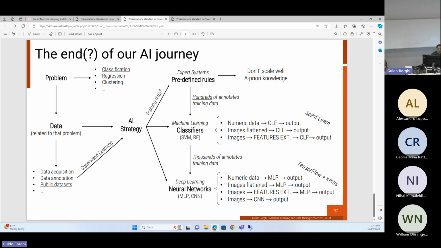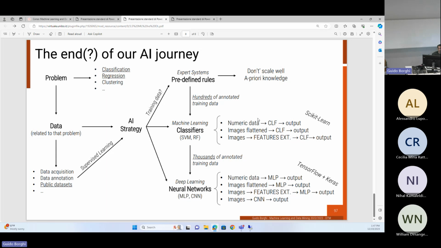Okay, we work in the supervised learning setting, and so our AI strategy is based on three different elements. For example, if we don't have training data, we have seen how it's possible to develop the so-called expert systems that are based on predefined rules. We have seen many elements about this solution. Remember that usually they don't scale well, and they need strong a priori knowledge, since we have to know how to solve a problem, and we can apply this knowledge only to solve a simple problem.